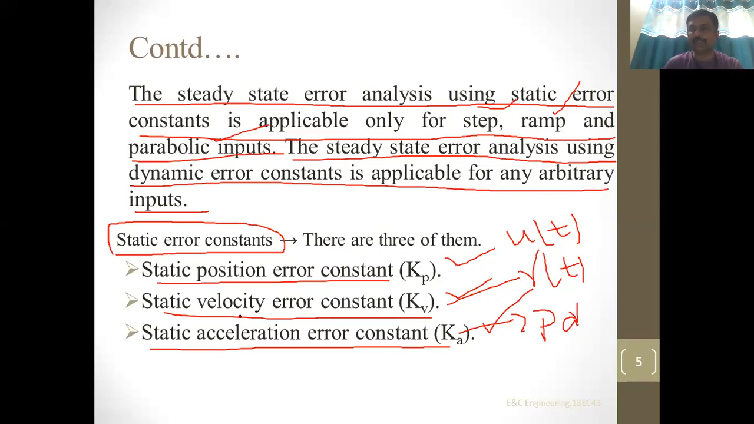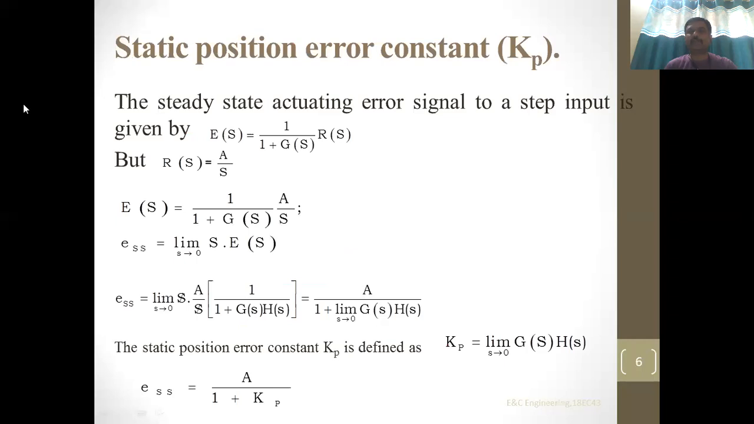This comes into the picture when we start evaluating the steady state error ESS for a given system with respect to its type and the corresponding input that we shall apply. Now first let me concentrate on the first error coefficient, that is the static position error constant, Kp.